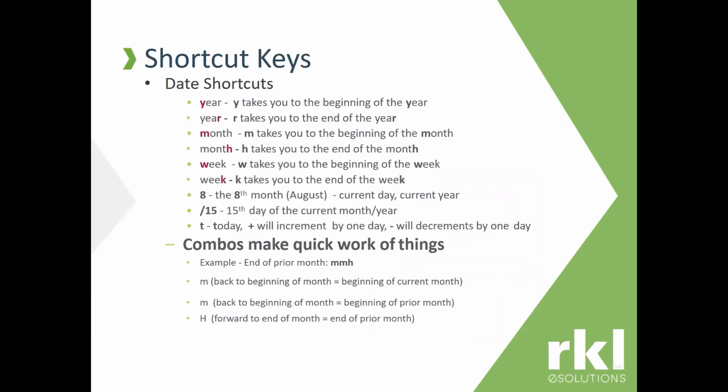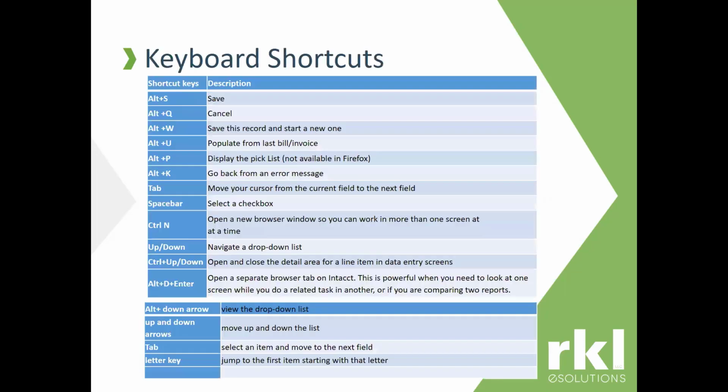Shortcut keys are a helpful way to get through the system a little faster. One of my favorite is on a date field to type in a T for today. You can also do shortcuts to get to the first day of the month, the last day of the month, the first day of the year, or the last day of the year, simply by typing in the first or last letter of that word. This slide here is for reference to give you shortcuts using your keyboard.